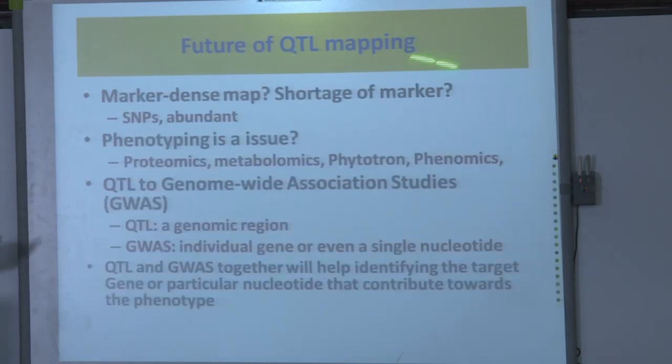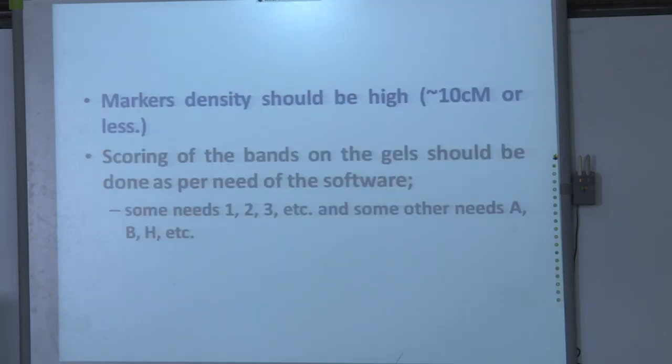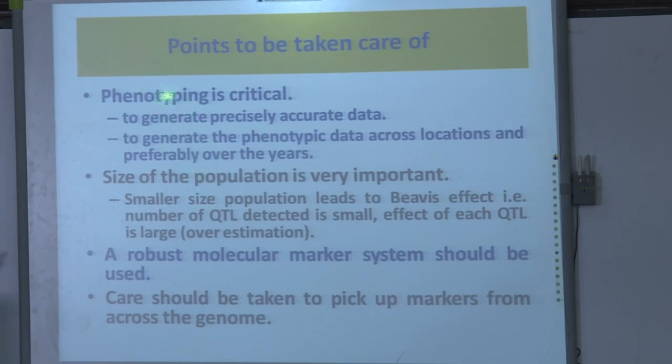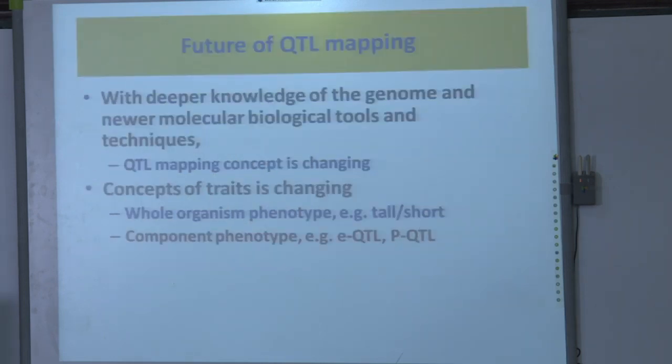So those are the things to take care of. But these are the points I said: phenotyping, size, population, molecular marker system. But you are in a different era now. You have many more technological advantages. You have much more understanding of the molecular biological tools and techniques. So they are giving answers to many of those problems.